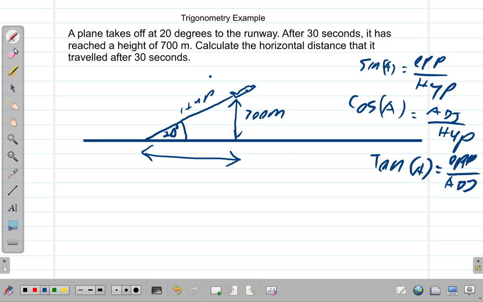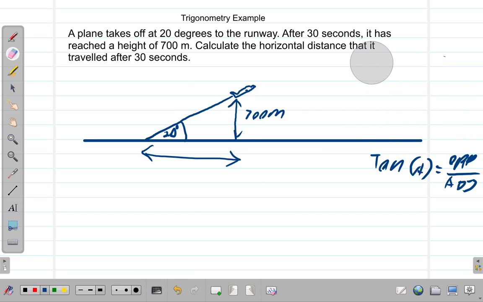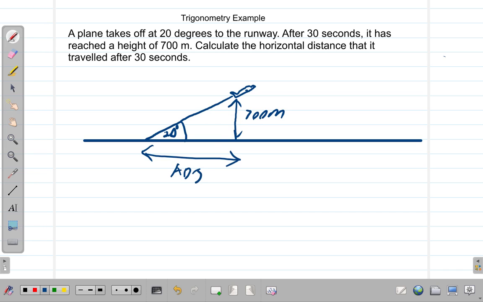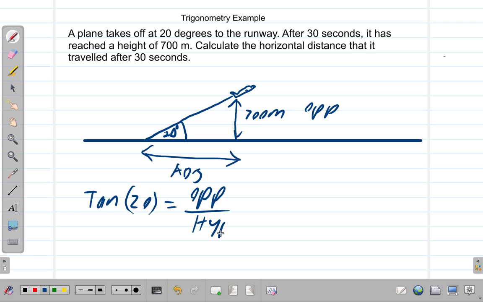But guess what? You're not interested in finding the hypotenuse. You don't have it and you're not interested in it. You're not asked for that distance. What you're asked for is the horizontal distance, which is the adjacent to the 20 degrees. So you want the adjacent, and what you have is the opposite. So you're going to use the tangent. The tan of the 20 degrees is the length of the opposite divided by the length of the adjacent, right?